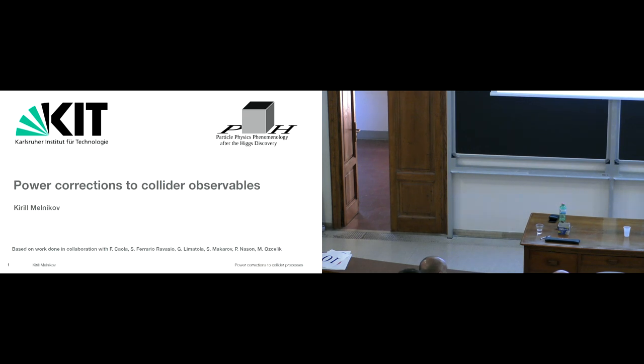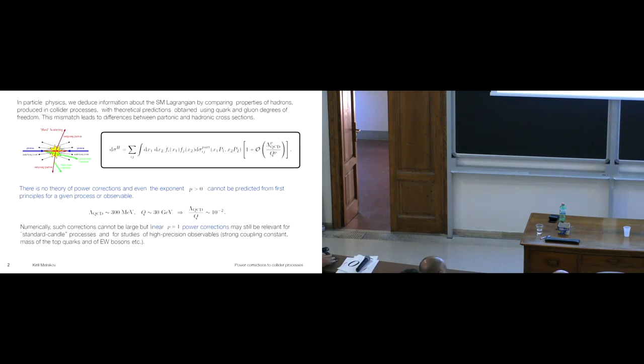So I want to talk about power corrections to collider observables. And the motivation for these studies should be pretty clear to all of you. When we do experiments in high energy physics, we basically deal with hadrons, with hadronic final states, both at proton-proton and e+e- colliders. But when we do calculations to predict the outcomes of these experiments, very often we use quark and gluon degrees of freedom, and the mismatch between hadronic final states and the perturbative degrees of freedom that we use to make predictions for hard scattering processes is described by these power corrections that are shown here.